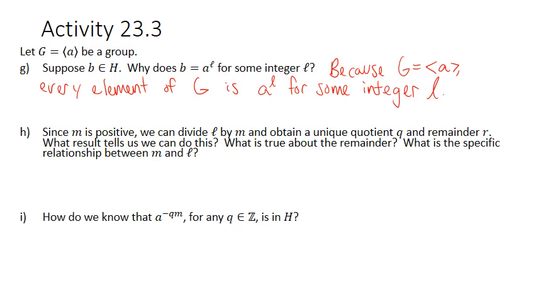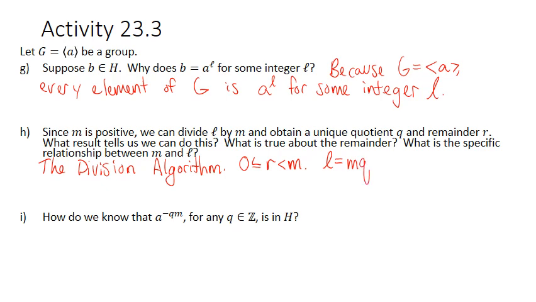Okay, part H, since m is positive, we can divide L by m and obtain a unique quotient Q and a remainder R. What result tells us that we can do this? That's the division algorithm. I hope you remember that one. What is true about the remainder? So the remainder is always supposed to be between 0 inclusive and the divisor non-inclusive. And the divisor here is m. And then what is the specific relationship between m and L? So we're always guaranteed that the number that we're dividing, which here is L, equals the divisor m times the quotient Q plus the remainder.